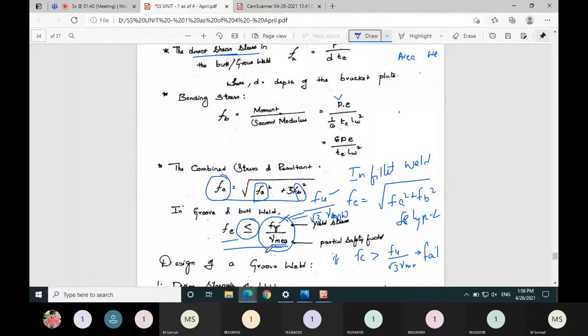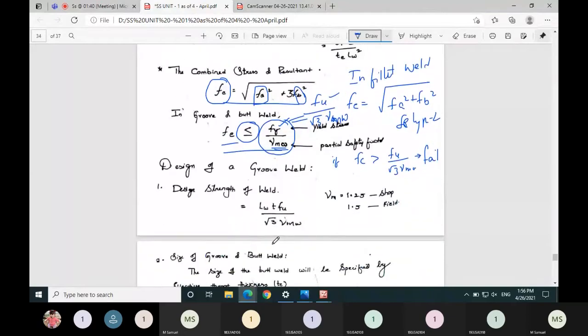So it has to be less than or equal to the weld strength. So now, how do we design this? How do we design this? See the expressions here.